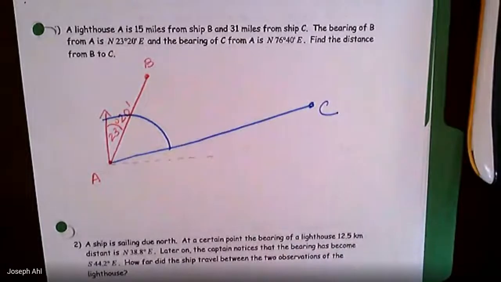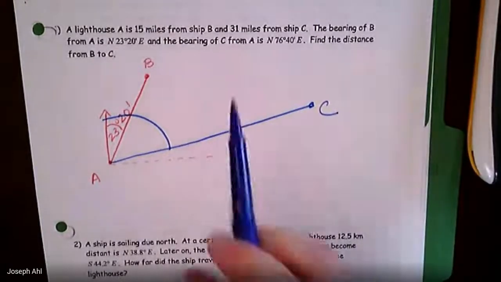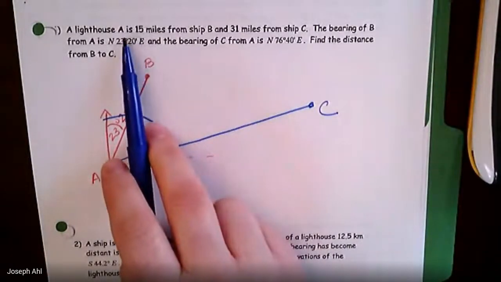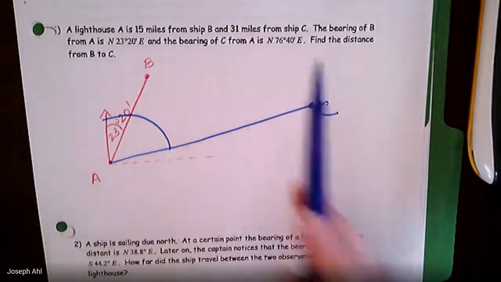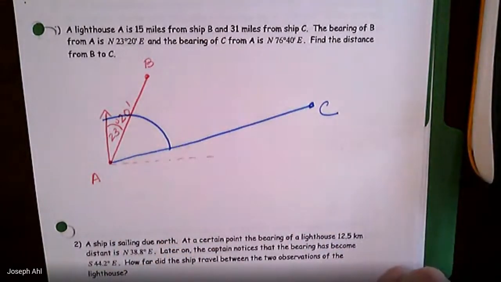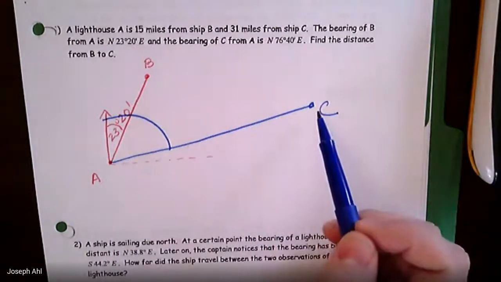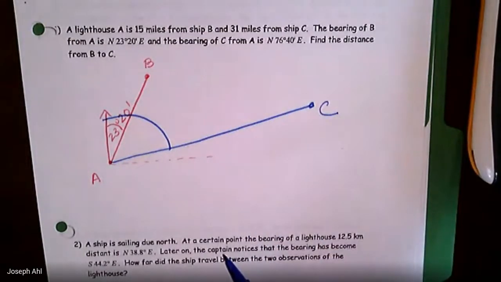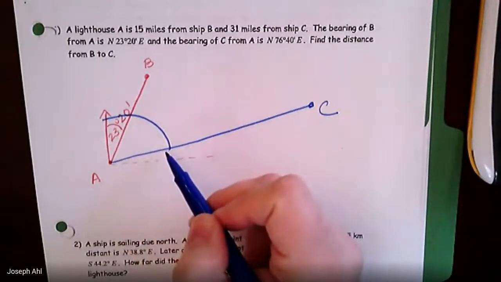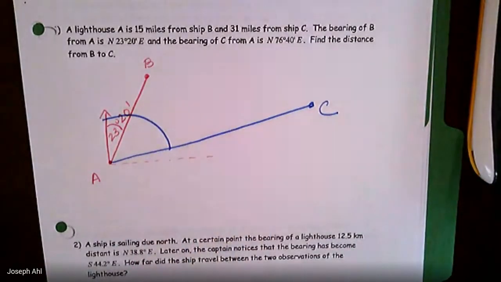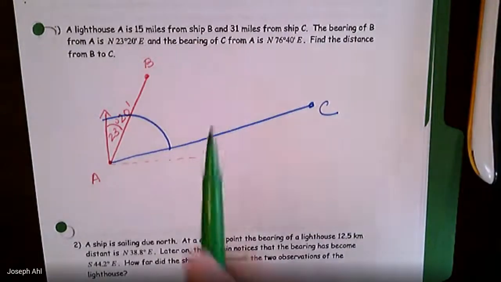Why did I make point C so much further away? Well, I was just remembering that A was 15 miles from B, but it's actually more than double that distance, 31 miles from ship C. So I'm just trying to make my picture accurate. To be honest, if you didn't go out that far, it's definitely not a huge deal. But that whole angle there is 76 degrees, 40 minutes. I might hold off on labeling that angle for a second.